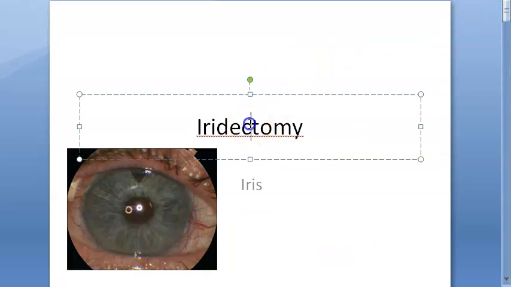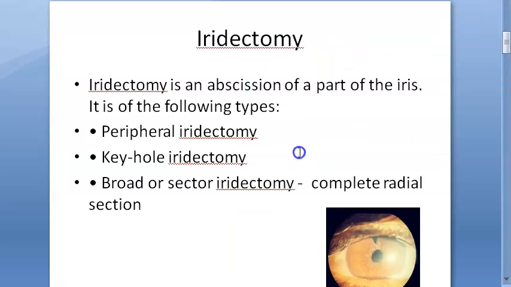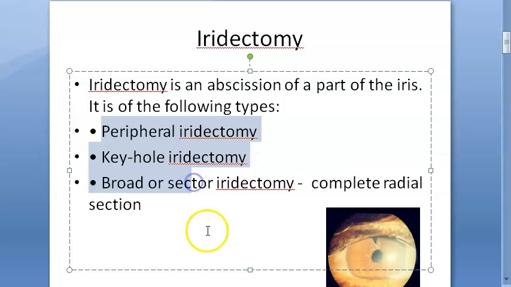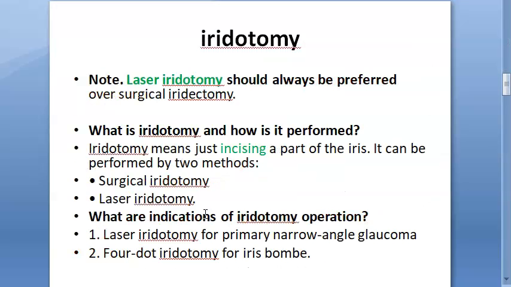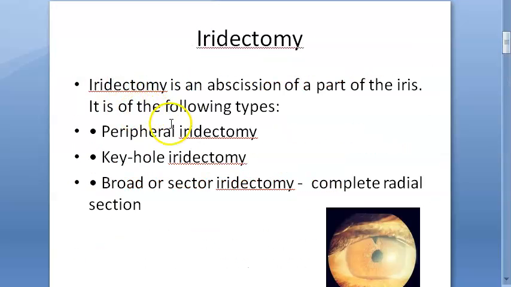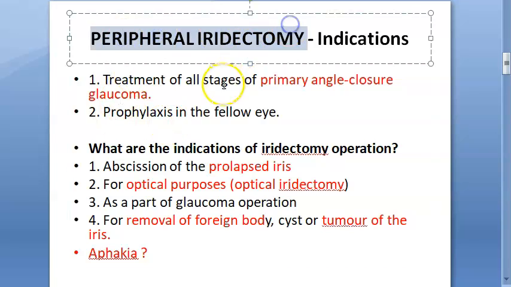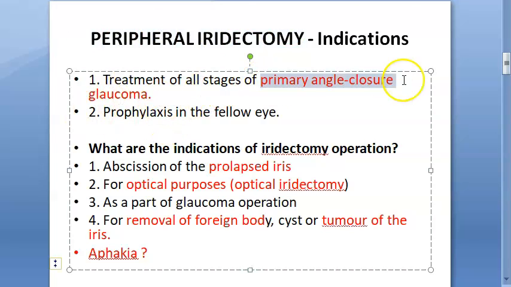So in this video, we looked at what iridectomy is. Basically, it's an excision of a part of the iris. You have peripheral, keyhole, broad or sector iridectomy. Why will you do an iridectomy? To treat primary angle closure glaucoma, and you will do it prophylactically for the other eye. If there is a prolapsed iris, or for optical purposes, an optical iridectomy.